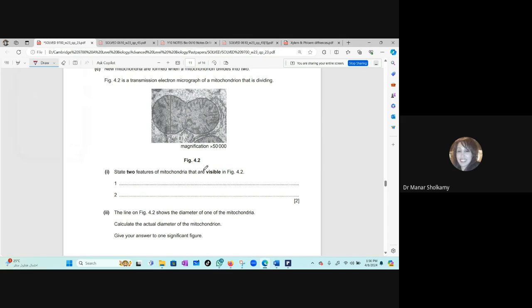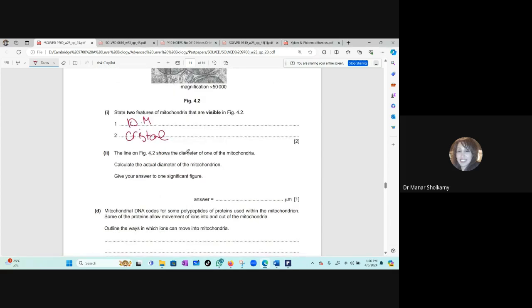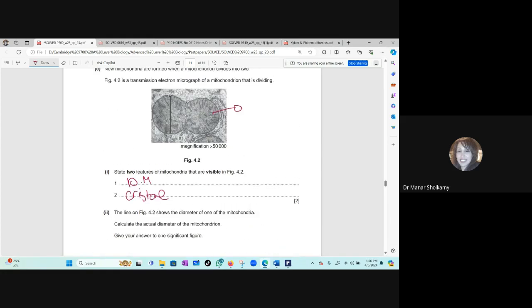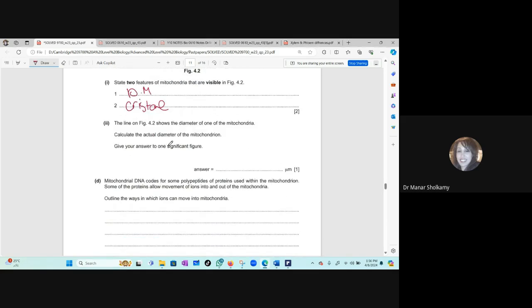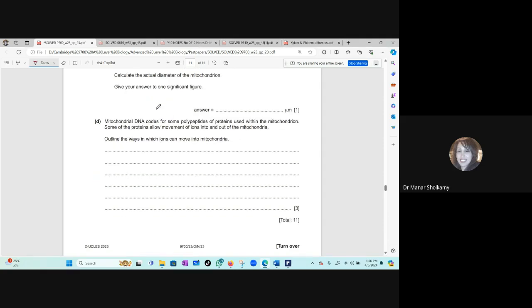State 2 features of mitochondria that are visible. What is visible here? Double membrane. Okay, very good. Double membrane. What else? What are these? Inner foldings. Yes, the cristae or the inner foldings. Good. The line on figure 4.2 shows the diameter. Now, we will not be able to solve that because you need to measure the line and then convert it to millimeters. So I will not be able to do this here.